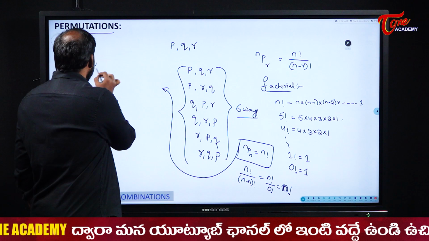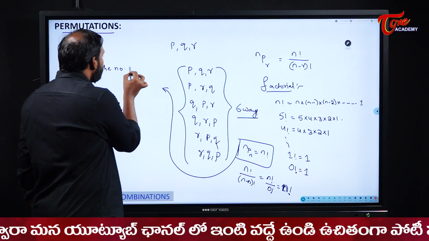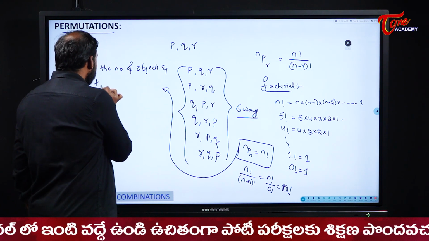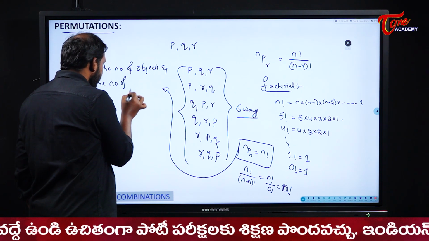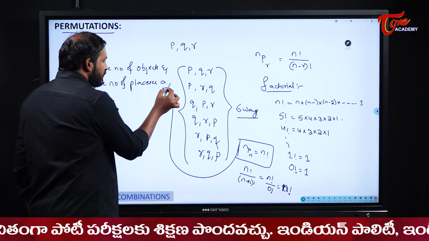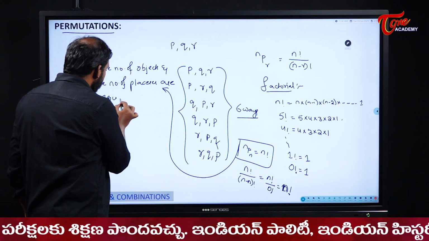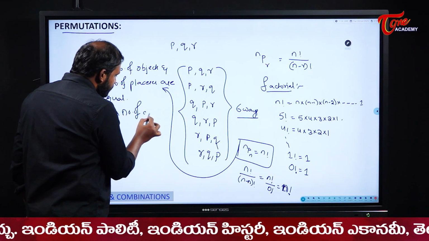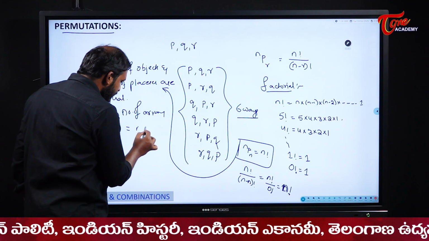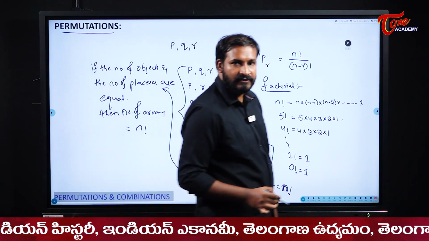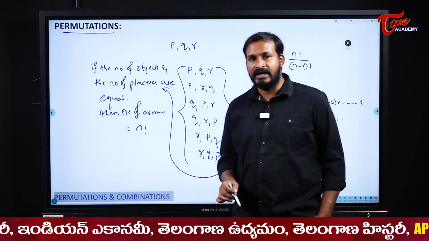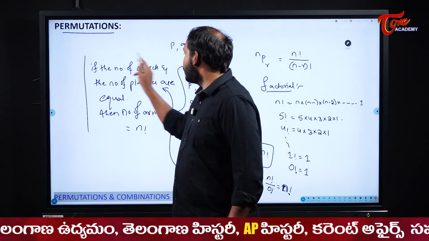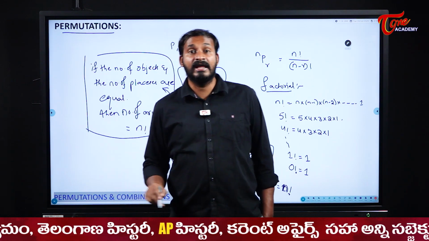If the number of objects and the number of places are equal, then the number of arrangements will be equal to n factorial. There you can directly write its value as n factorial, or else remember the same thing we will do in a generalized manner also.